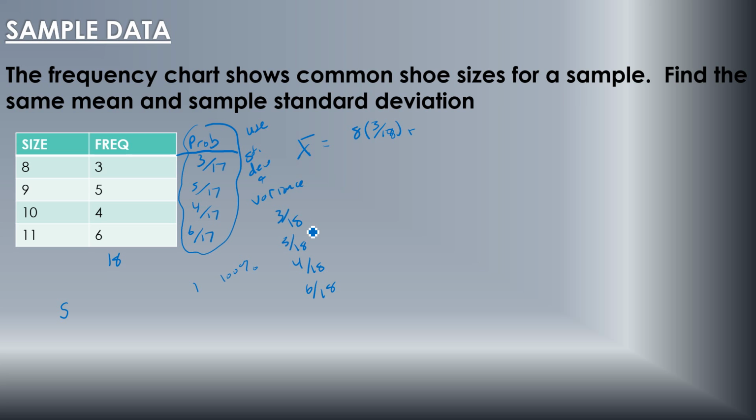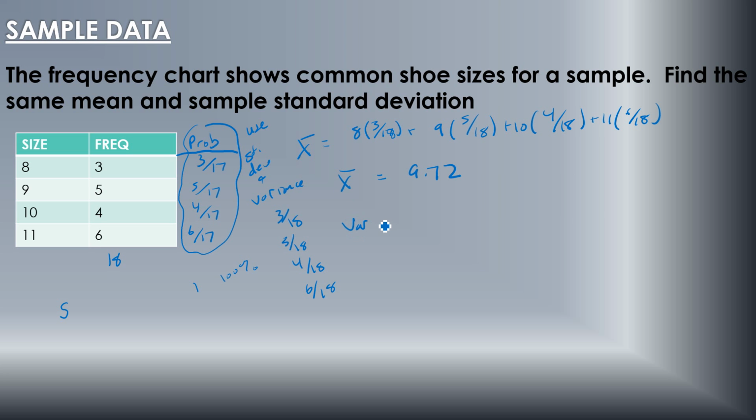So I'm still typing this in. And what we get here, so I'm going to add this up, write down what I'm doing. So 5 over 18 plus 10 times 4 over 18, and then finally 11 times 6 over 18. And that's a way to get your mean. You multiply each data by the probability that it happens and add it all up. And we do get 9.72 approximately for our mean.